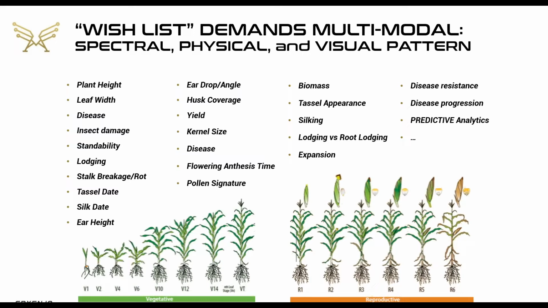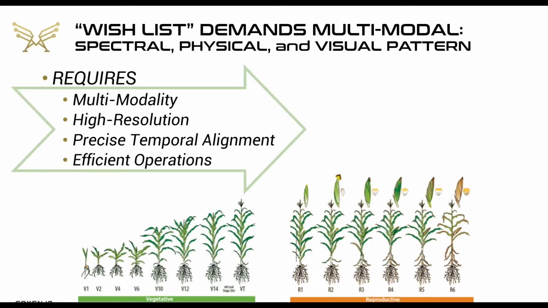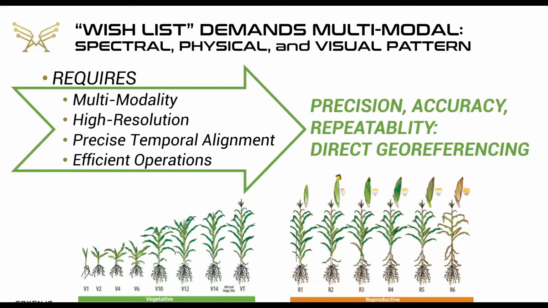And when you think about these demands and how different those are across time and space for every different researcher, and I'm waiting for the slide to go, these demand multimodality, meaning multiple sensors. They demand high resolution. They demand precise temporal alignment because we need to honor these things over time. And it demands efficiency. And that is what drives the precision, accuracy, and repeatability needs, and hence direct georeferencing. So I'm going to turn it over to Evan, and he's going to talk a little bit about how we implement that in our approach, and then I'll come back with some examples at the end.